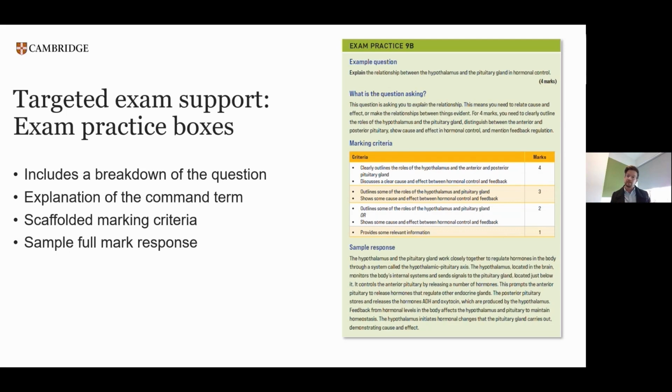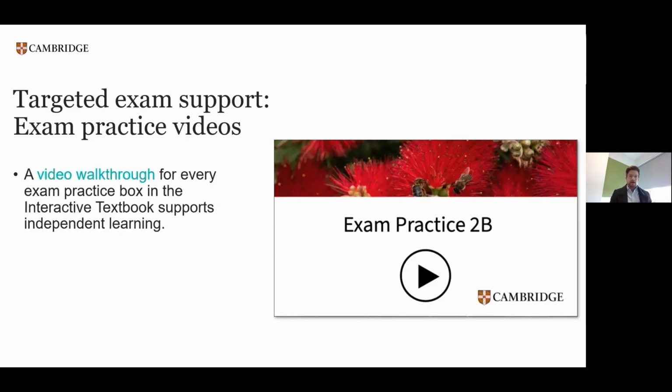And we've done so many of these throughout that we're hoping that by the end, the students will get a really clear overview of what their end of year exam and the HSC in general will look like. Those are also supported by the targeted exam practice videos that walk through each one of those and really unpack those sections for the students.